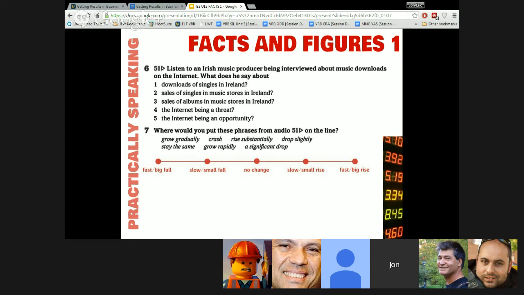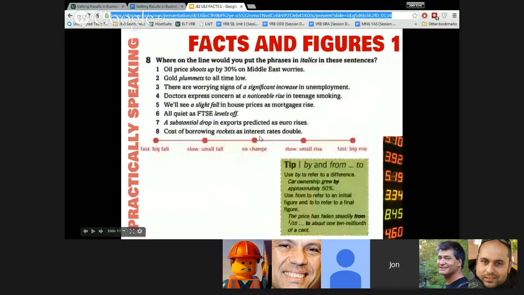These are really good vocabulary words for you to use, and I want to give you a chance to use them next. Where on the line would you put the phrases in italics? It's a little hard to see, but shoots up is the italic word. What you're going to do is try to match it up. Now that you know we've already done some of these words for the text, you're going to take some more words that native speakers would use, like shoots up, plummet, and other ones. Noticeable rise, levels off, things like that. If you're not sure, just make a guess.